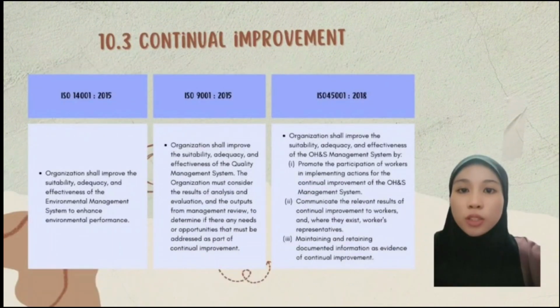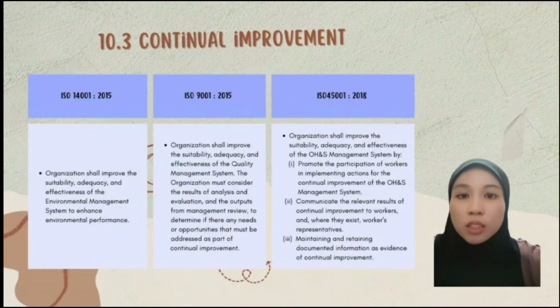Lastly, which is 10.3, continual improvement. For ISO 14001, the organization should improve the suitability, adequacy, and effectiveness of the environmental management system to enhance environmental performance. For ISO 9001, the organization should improve the suitability, adequacy, and effectiveness of the quality management system. The organization must consider the result of analysis and evaluation and the outputs from management review to determine if there are any needs or opportunities that must be addressed as part of continual improvement.